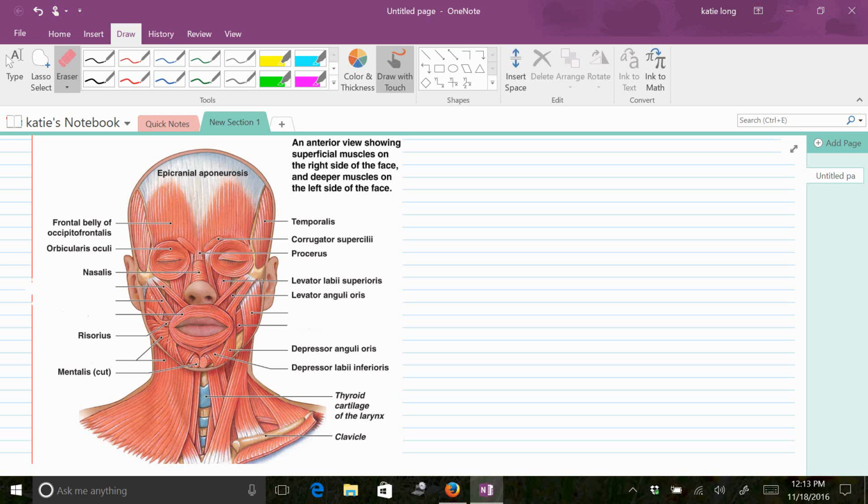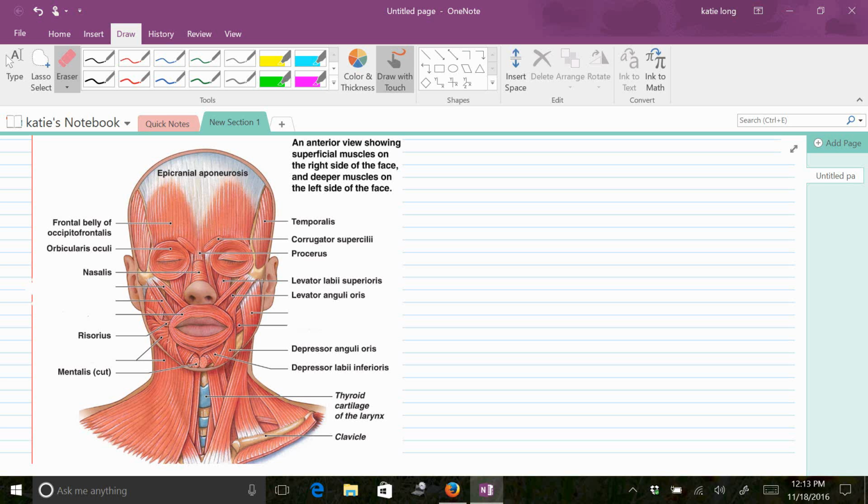Also, go ahead and note that the facial muscles have one function. So if the orbicularis oculi closes the eyelids, it does not also open them. There is another muscle to open them. Okay, so just note that. They don't do both. They won't open and close. They'll do one or the other.